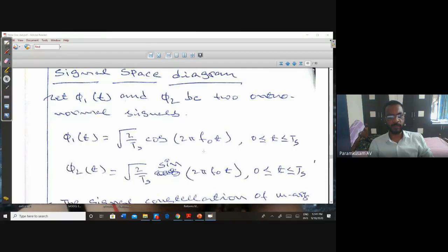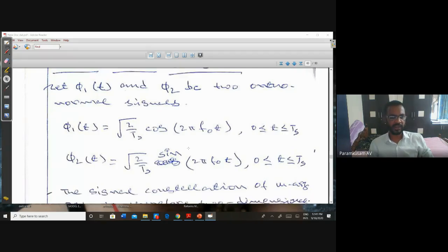Let phi1 of t and phi2 of t be two orthonormal signals, and you know that phi1 of t is equal to root over 2 by Ts cos 2 pi f naught t, for 0 to Ts, and phi2 of t is equal to root over 2 by Ts sin 2 pi f naught t, for 0 less than or equal to t less than or equal to Ts.